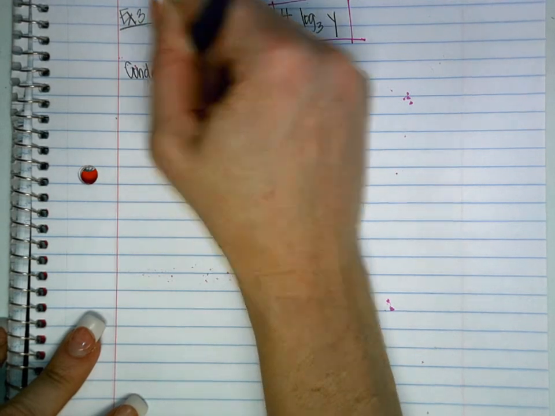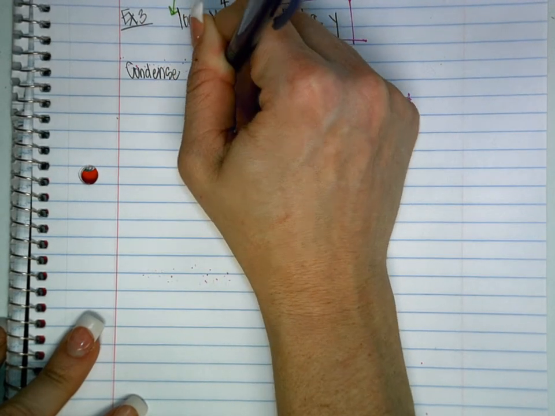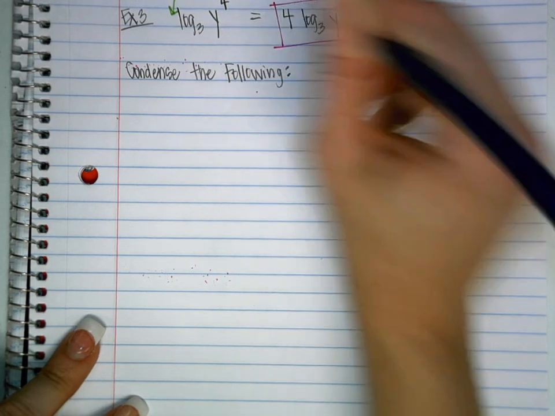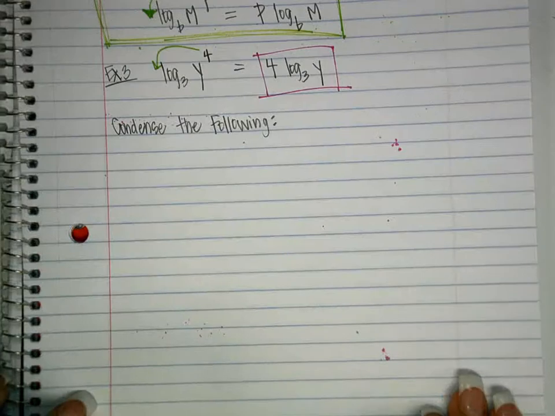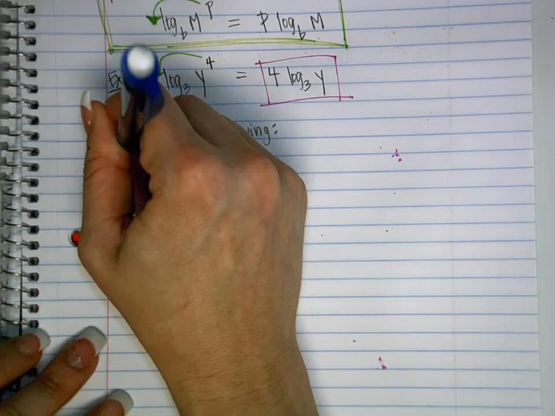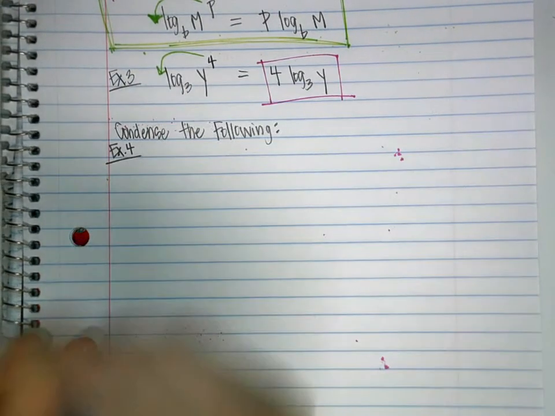So the first part of what we're going to do today, your instructions are going to tell you to condense the following. Condensing is usually a little bit easier, but we will get to expanding in just a minute. So condense basically means make it so that there's only one log attached in the problem.